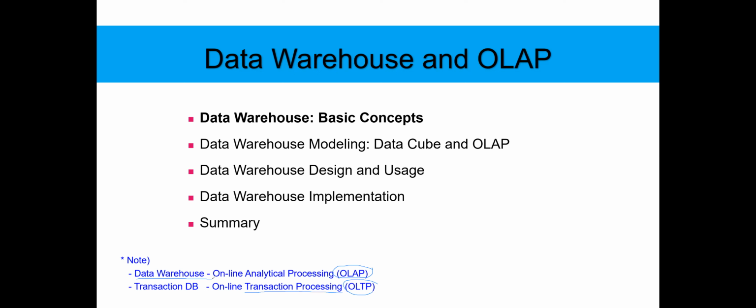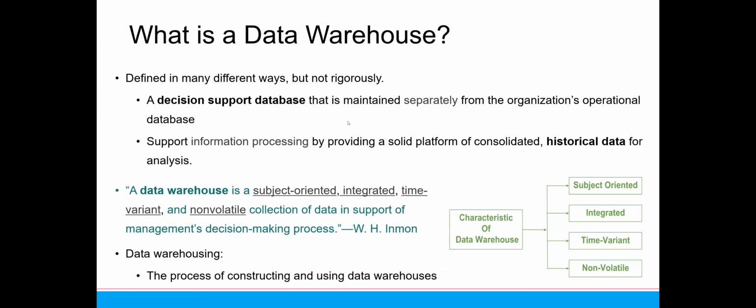In the data warehouse, usually we call this online analytical processing. And the transaction DB, usually we call it online transaction processing. We have the data warehouse design and usage, and the data warehouse implementation. The implementation is the example from the existing works, and we are going to make the summary of this slide. So what is data warehouse?